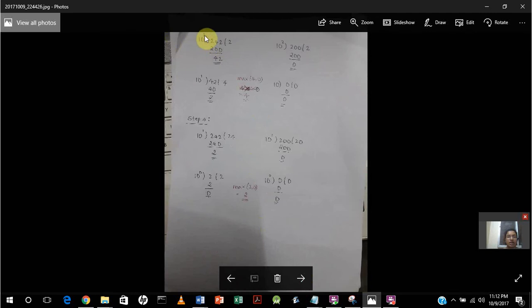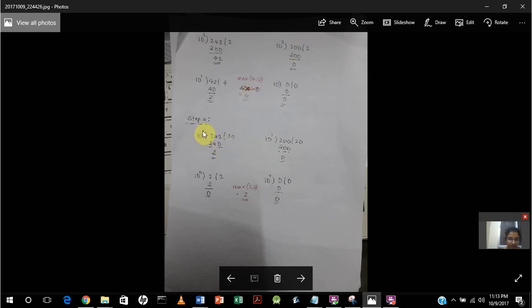Now I decrement the value again. I perform the modulo operation and then I find the quotient. In this case, I'll be comparing the second digit of my 3-digit number, that is 4. So I'm comparing the 4 with 0 and the maximum is 4.